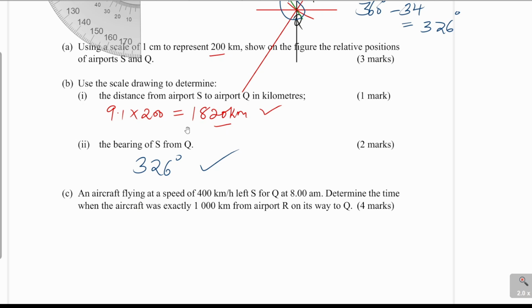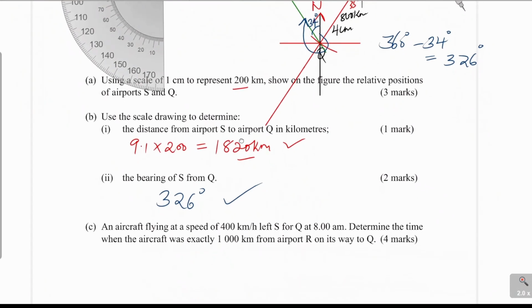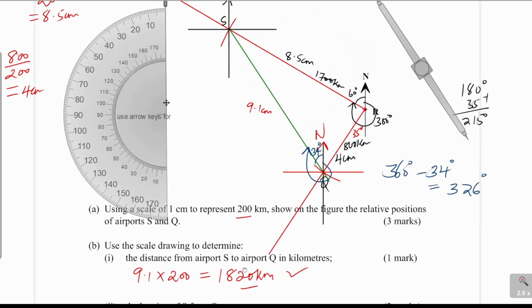An aircraft flying at a speed of 400 kilometers per hour left S for Q at 8 a.m. Determine the time when the aircraft was exactly 1000 kilometers from airport R on its way to Q. So we have an aircraft that left S at a speed. So let's go to the diagram. You can see where S is. It left S towards Q. You can see where Q is at 8 a.m. Determine the time when the aircraft was exactly 1000 kilometers from airport R.